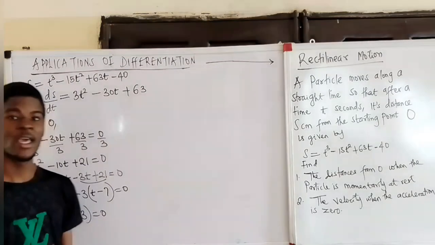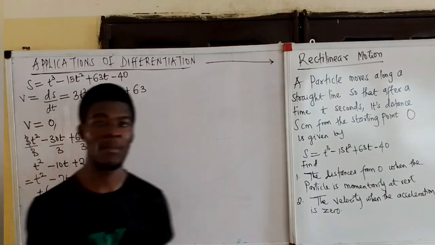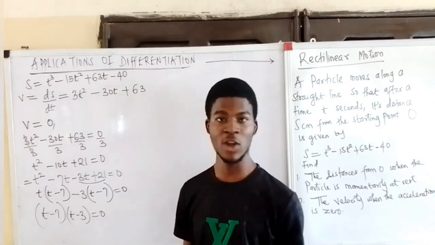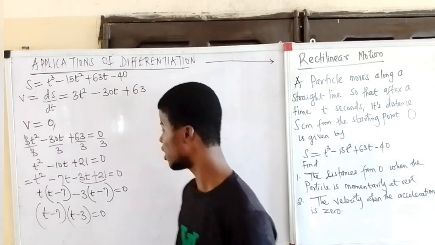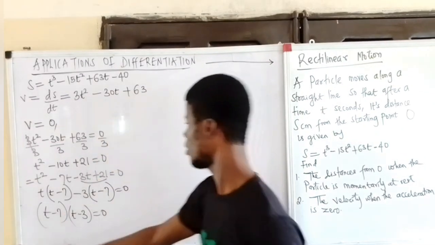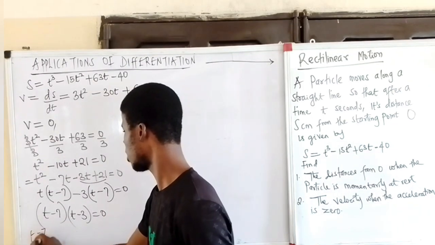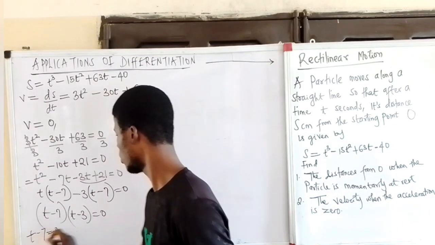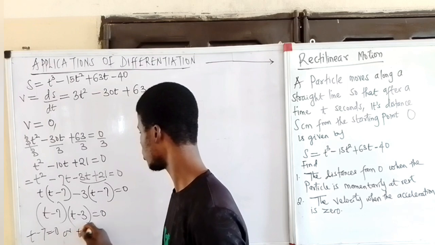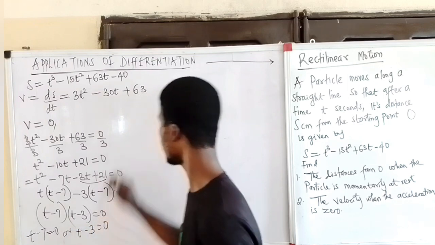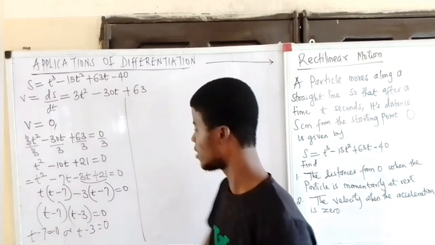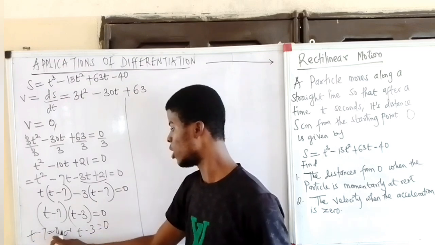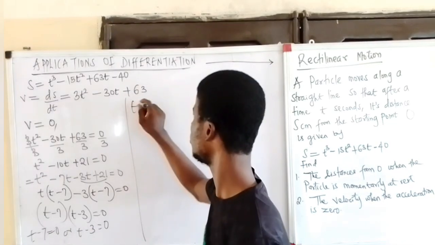And you know that if the product of two real numbers is 0, then either of the numbers is 0. This means that t minus 7 is equal to 0 or t minus 3 is equal to 0. And you can say that t minus 7 is equal to 0. It means that t is equal to 7.